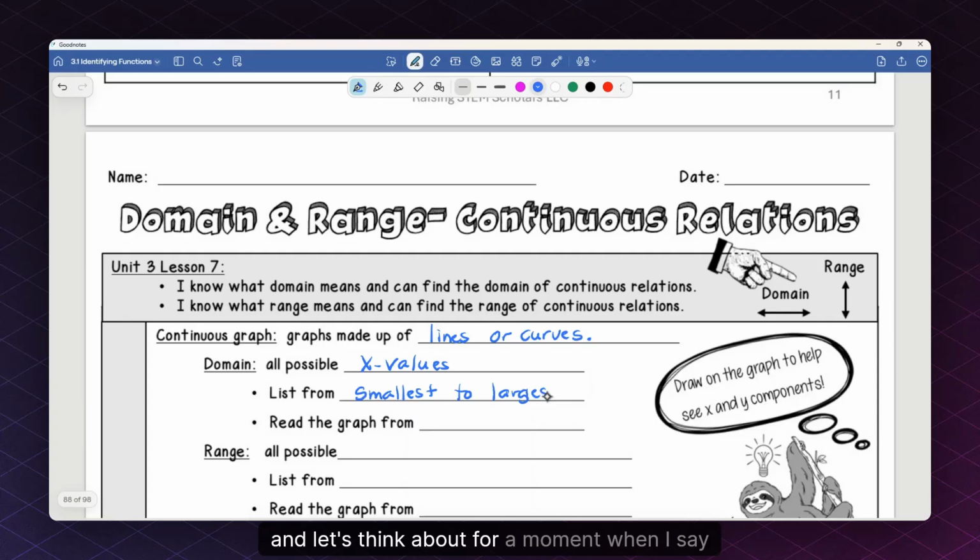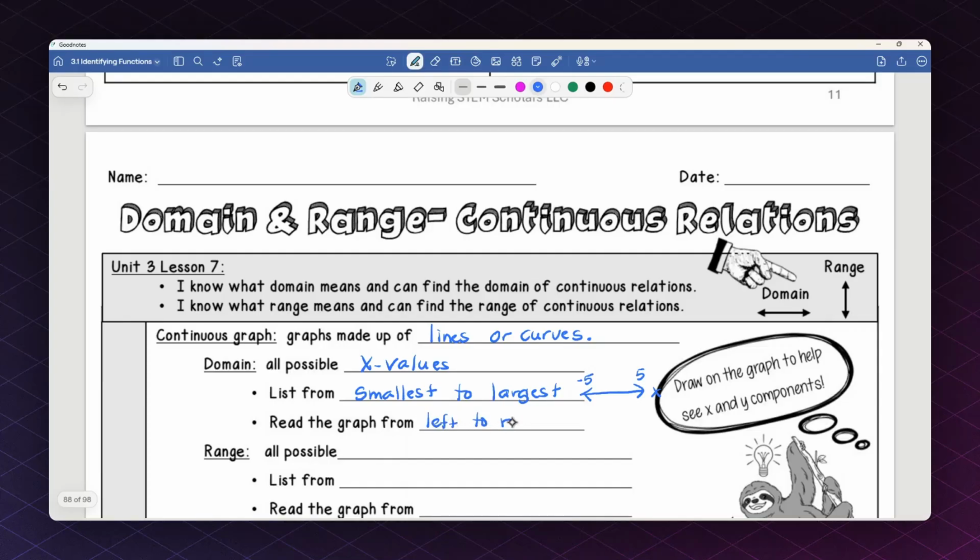When I say we're going to list it from smallest to largest, let's think about our x axis. So this is my x. Your smallest numbers are going to be over here, like say it's going from -5 to +5. So when I say we're going to read it from left to right, it makes sense: our smallest is on the left-hand side and our largest is on the right.